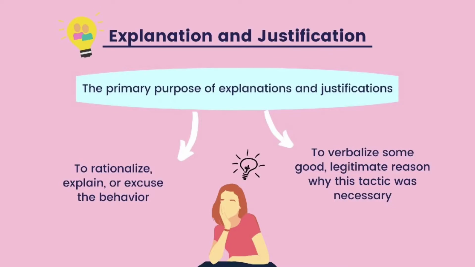When a negotiator has used an ethically ambiguous tactic that may elicit a reaction, as we described earlier, the negotiator must prepare to defend the tactics used to himself, to the victim, or to constituencies and audiences who may express their concerns. The primary purpose of these explanations and justifications is to rationalize, explain, or excuse the behavior, to verbalize some good, legitimate reason why this tactic was necessary.